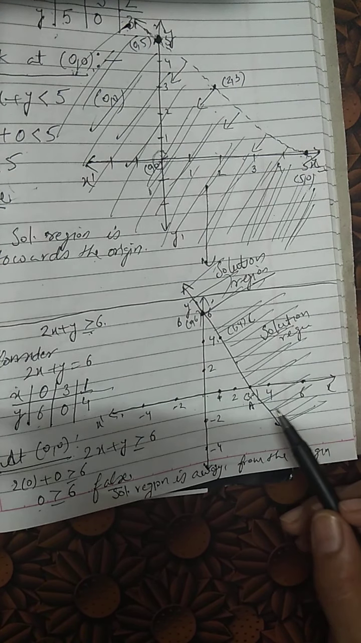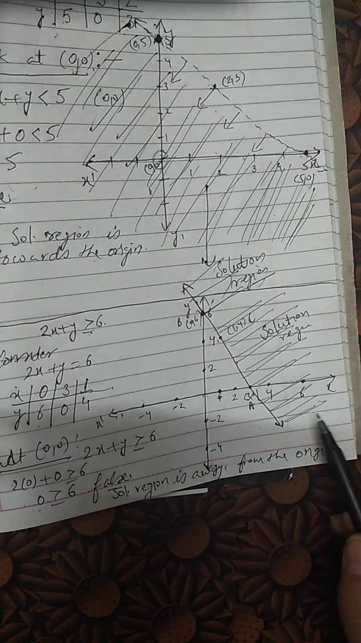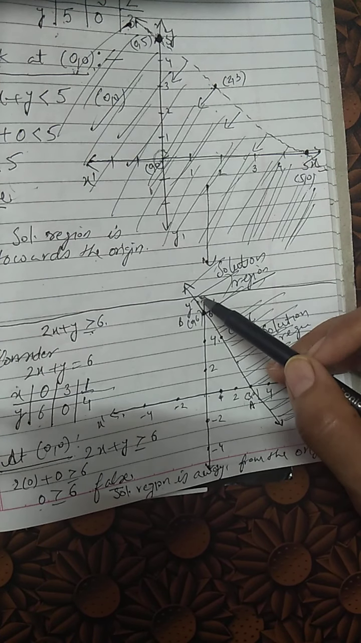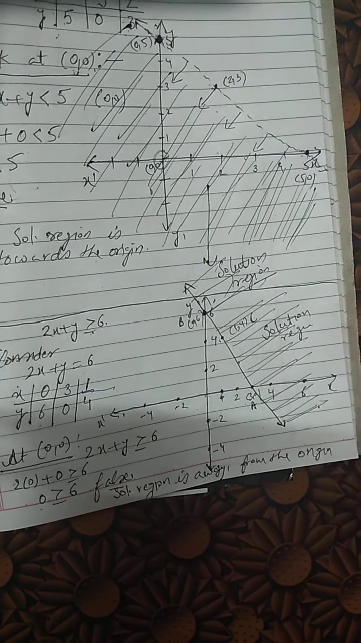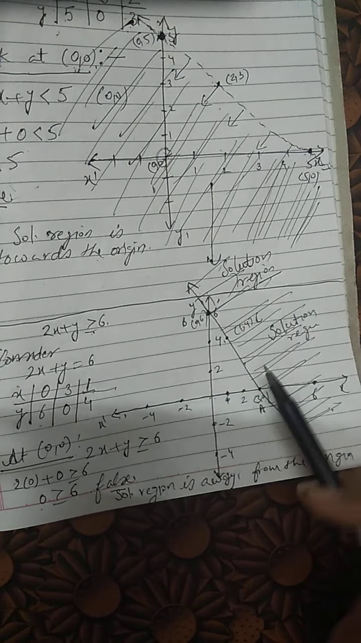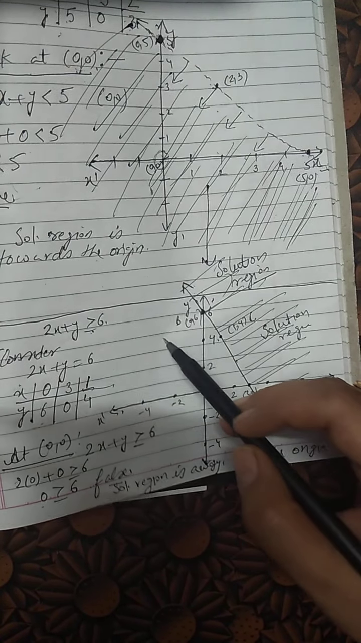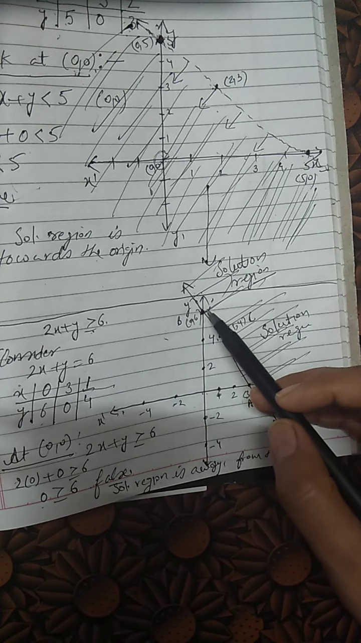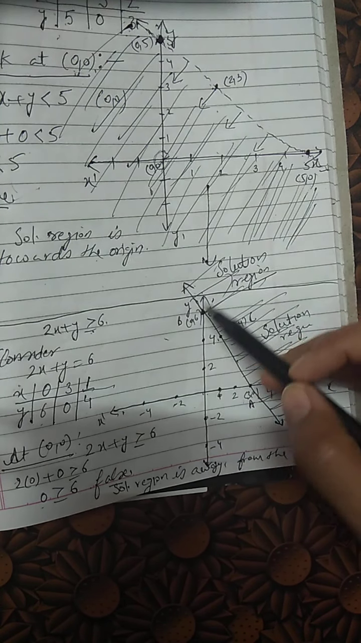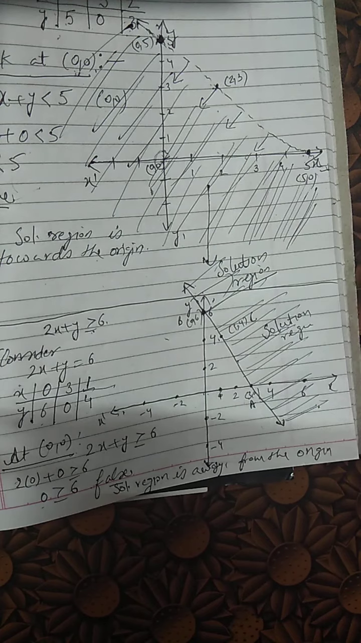Here also, if you notice, our solution region is coming in the fourth quadrant as well as some part of the second quadrant, but the major part of the second quadrant is not the solution, only the points which are above 0, 6 are coming. So you have to take care of that.